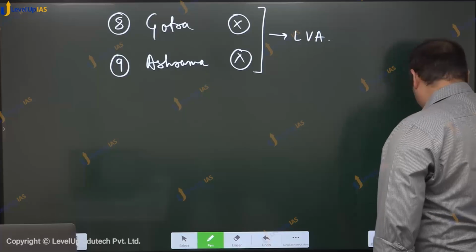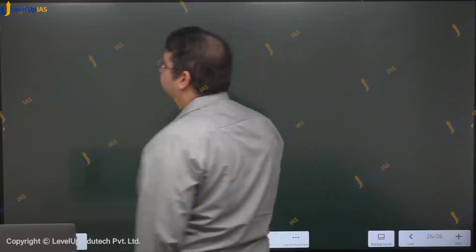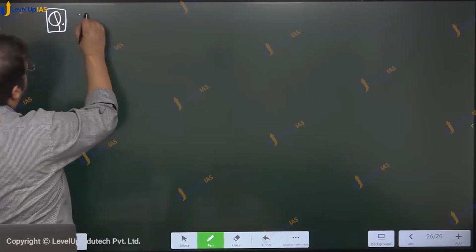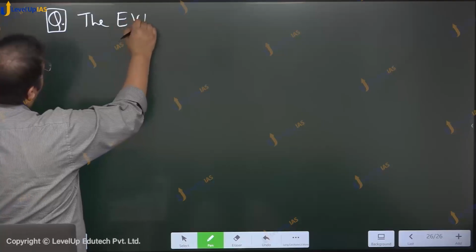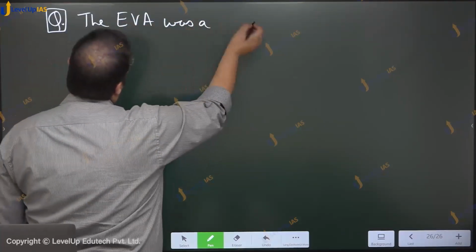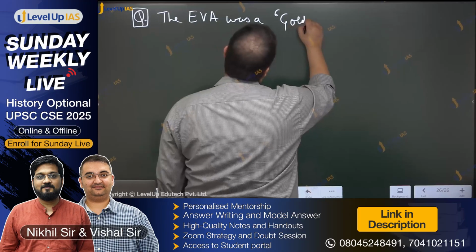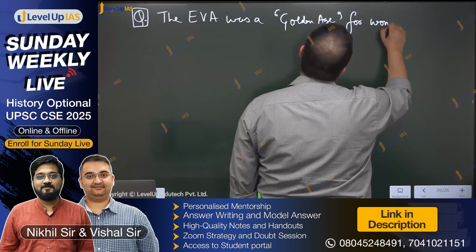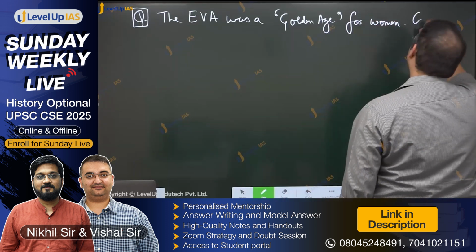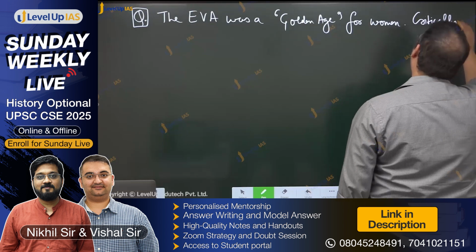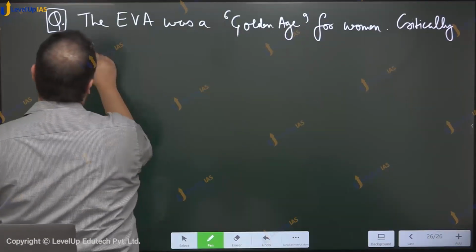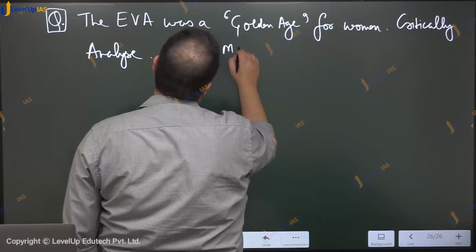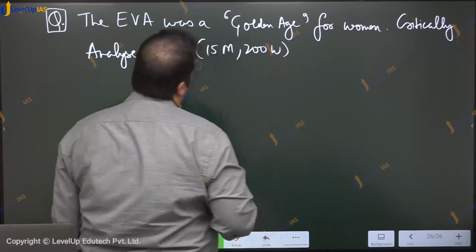Now, take down a couple of questions. The early Vedic age was a golden age for women. Critically analyze. 15 marks.